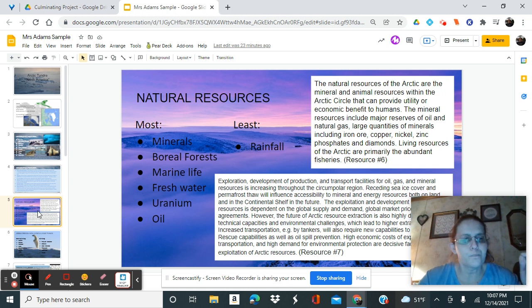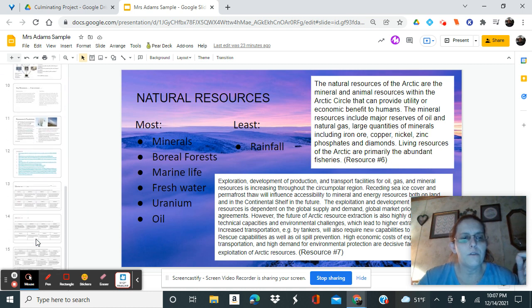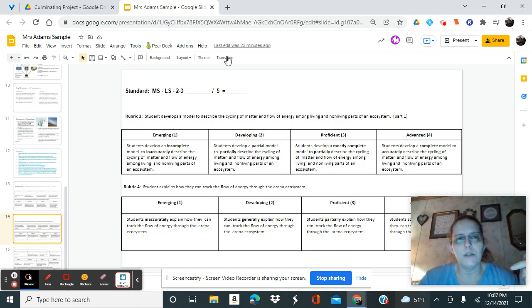standards. Okay, so the second standard is on the next section. So the second standard is 2-3, and that is 5 rubrics. Okay, so this is going to be the 5 rubrics. So rubric 3 talks about a model to describe the cycling of matter. So we know what a model is: a picture or a drawing describing the flow of energy among the living and the non-living organisms. So if you just give me a list, that's not going to be quite enough. Okay, so we're looking for a model.